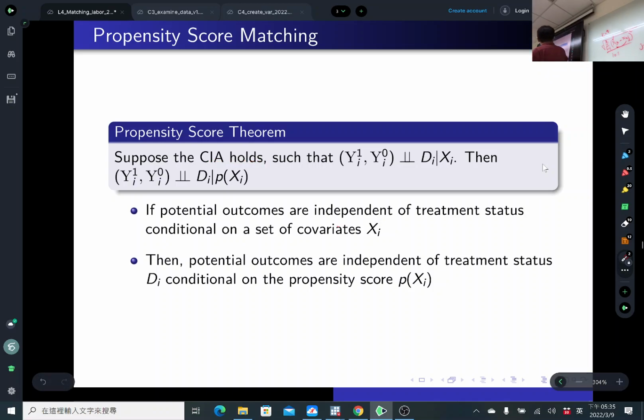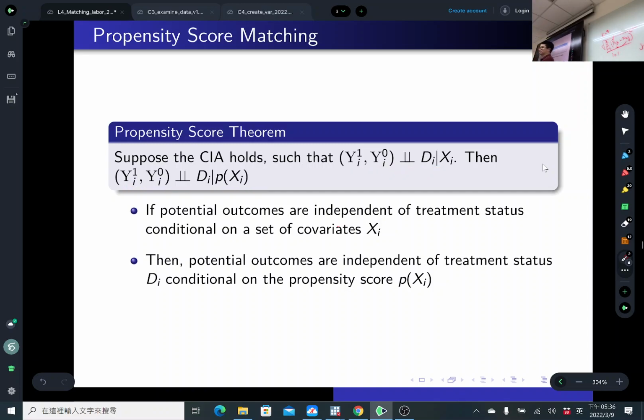So what is CIA? CIA is: conditional on, we compare the treated unit and the untreated unit with the same age, the same education, the same everything observed. Whether they get treatment or not is unrelated to their potential earning, the value of the potential outcome. And this theorem says this assumption implies this.